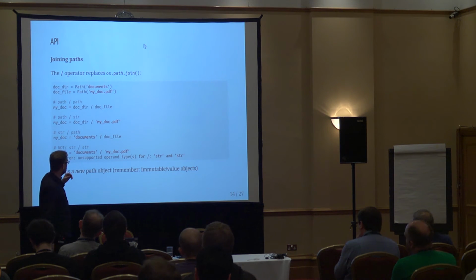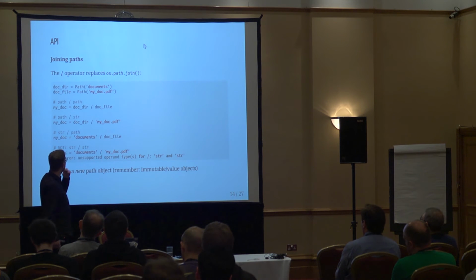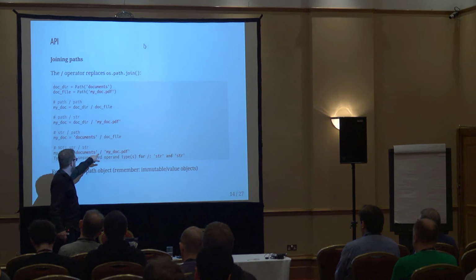It replaces os.path.join. And you can use it on path objects. So a path object slash another path object does what you think. It also works with strings, both before and after the slash. However, it does not work with strings on both sides. Basically, what Python sees here is, oh, you're trying to divide one string by another string. That doesn't make sense.